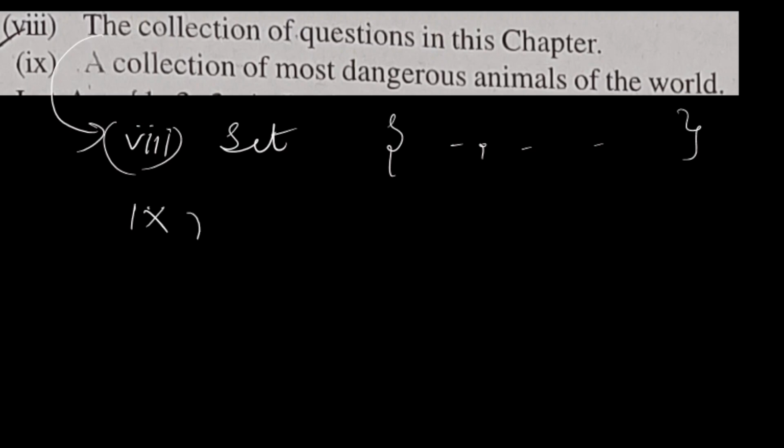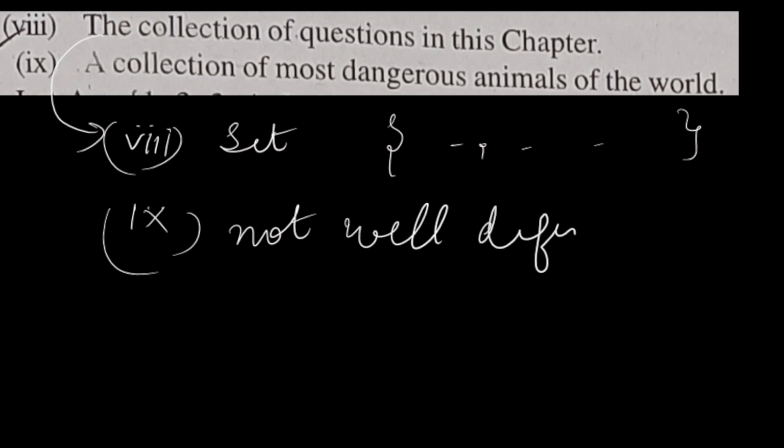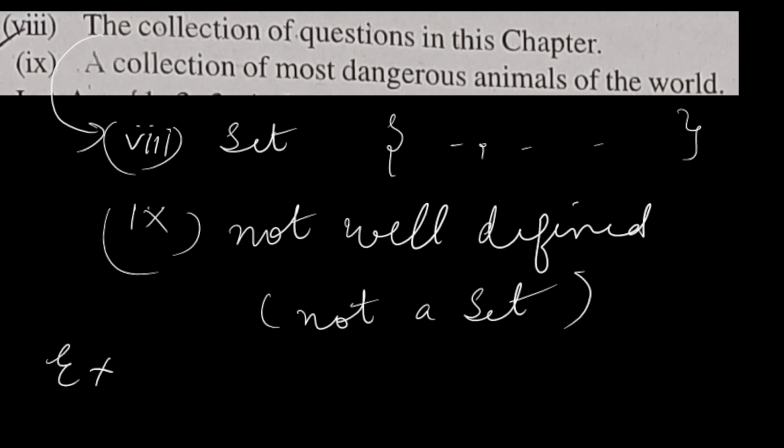So the next one, ninth, is collection of most dangerous animals. Again it differs from person to person. Maybe someone feels lion is very dangerous, other one is feeling elephant is very dangerous, someone feels cheetah is dangerous. So most dangerous animal is very subjective thing. It changes from person to person, which means collection is not well defined. If collection is not well defined, that means it is not a set. So not a set. So here we have completed first question of this exercise 1.1.